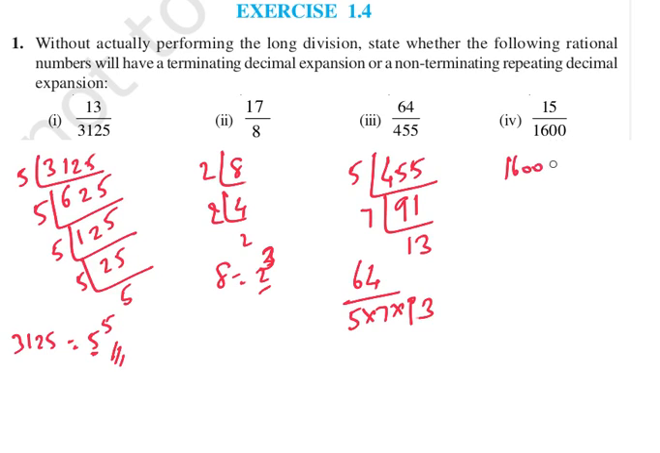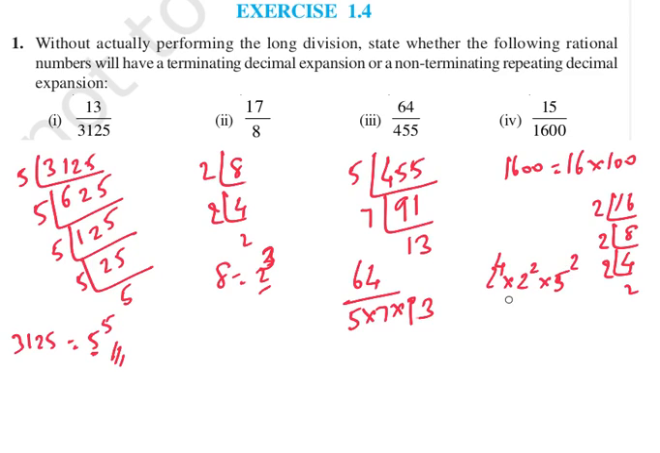1600 we need to factorize. This is 16 into 100. 16, if we factorize, second table 8 times, second table 4 times, second table 2 times. So we are getting 2 to the power 4 and 100. What is 100? The fancy number. If it is having 2 zeros, we have two 2s and we have two 5s also. So altogether we have 2 to the power 6 into 5 to the power 2.